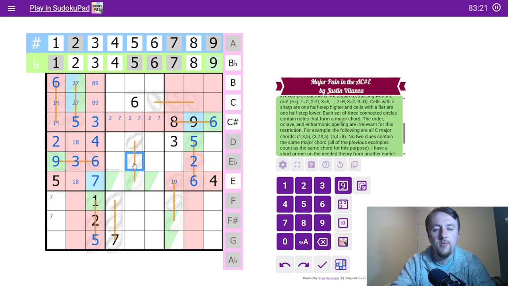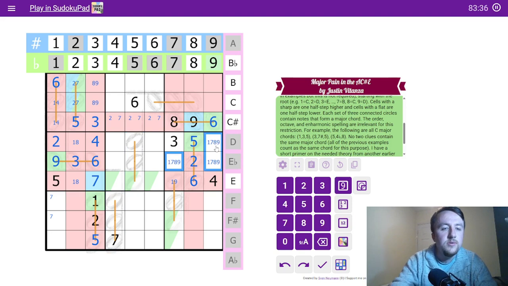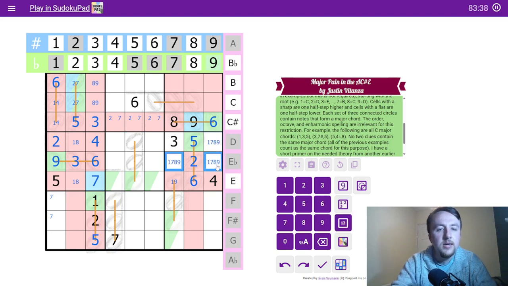With a sharp 4 here and a 7 there. Right, that might be what that is, because we know that either this or this must be our B major chord. Is there any more regular Sudoku? Because we don't have many digits left here, do we? This is 1, 7, 8, 9. 9 comes out of those cells.